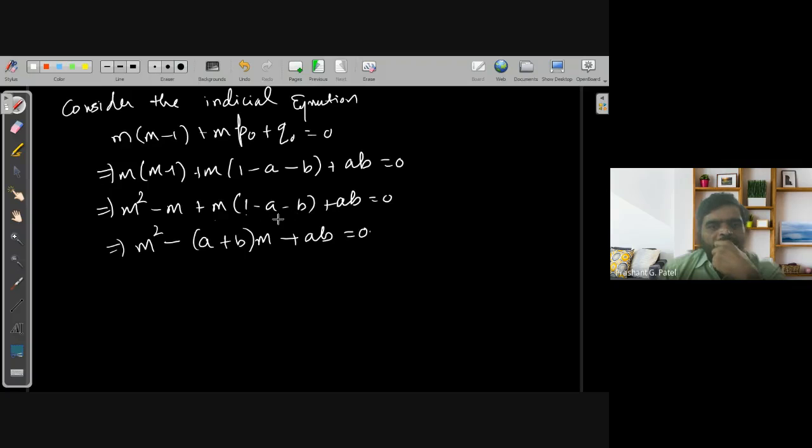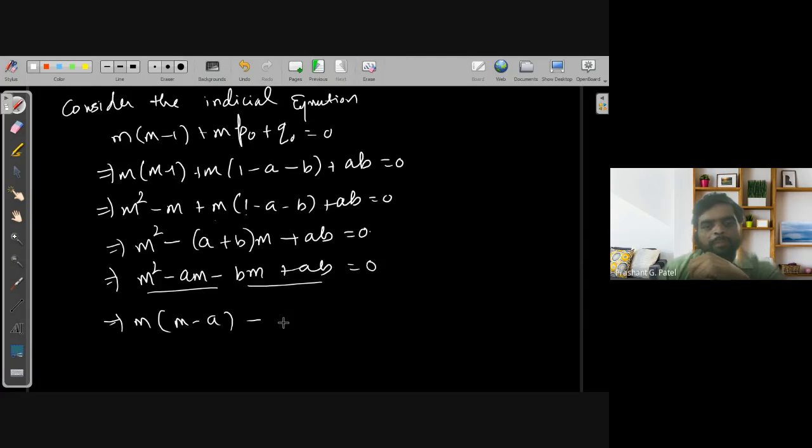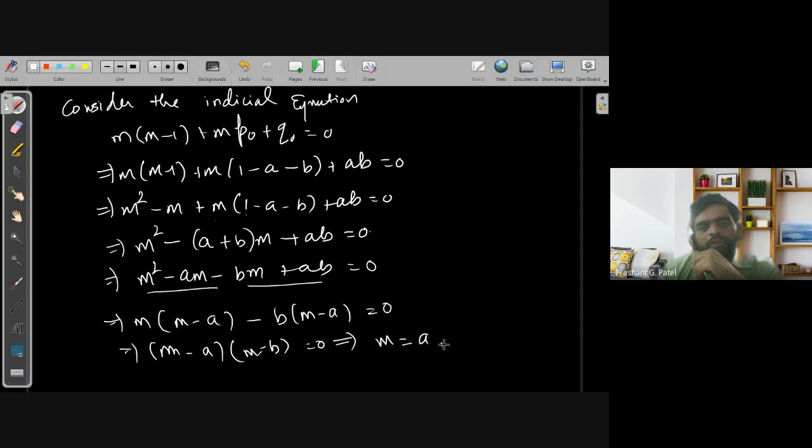The minus sign is also taken out, and this is m square minus am minus bm plus ab. You see that from the first two, m is common, so it is m into m minus a, and from the other two, minus b is common, so it is minus b into m minus a. So hence this gives you m minus a into m minus b equal to 0. This implies m equal to a, b. So that means the solution of this equation is a and b.